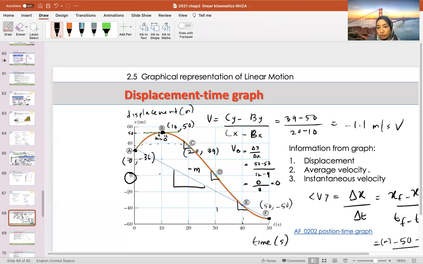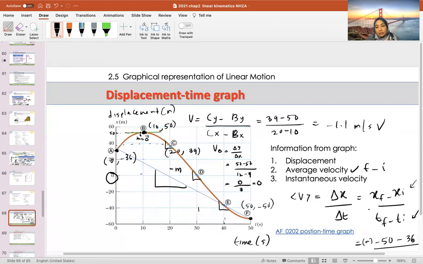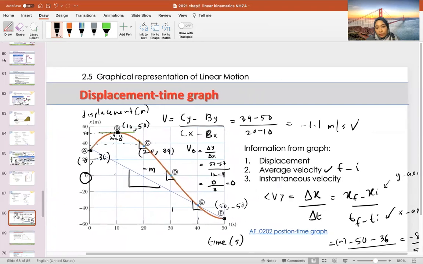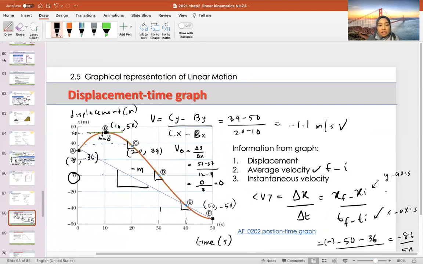Using the displacement time graph to find the average velocity, you have to find the final coordinate minus the initial coordinate. In this case, our final coordinate is F and the initial coordinate is A. The average velocity is your change in the y-axis over the change in the x-axis, tapi kena specifically pakai final tolak initial. Dalam case ni, final is F, initial is A. Kena pakai coordinate kat situ. Kalau tak nak pakai coordinate kat situ, make a straight line connecting both points and find the gradient of this line. Boleh juga. That is another approach. That is your average velocity.